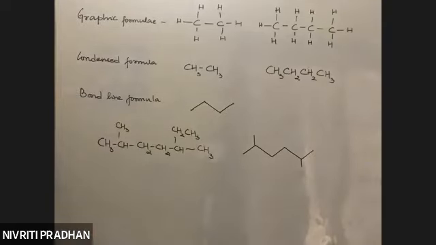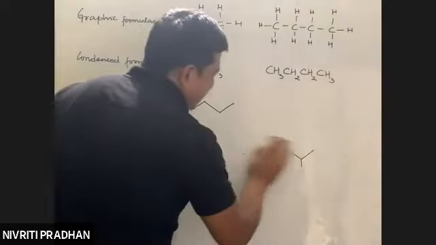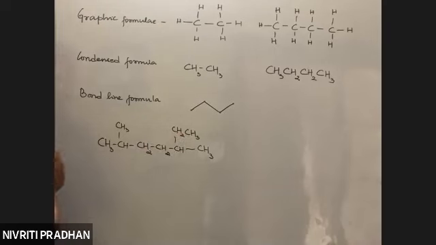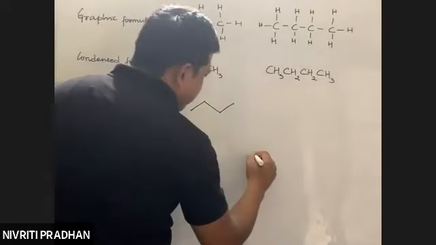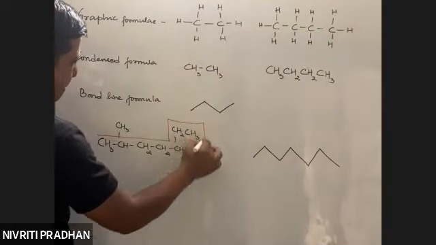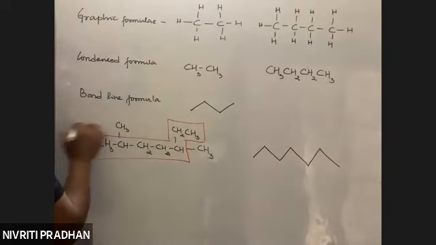Okay, so how many carbon atoms are there in the longest continuous chain? Seven. One, two, three, four, five, six, seven, eight. Okay, so there are six carbon-carbon bonds. One, two, three, four, five, six. So this is the longest continuous chain. Don't get confused, right? This is the longest continuous chain.